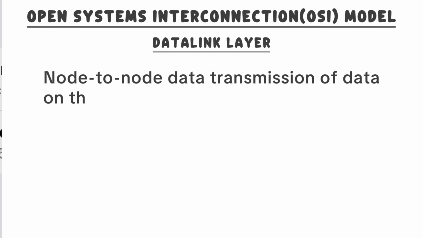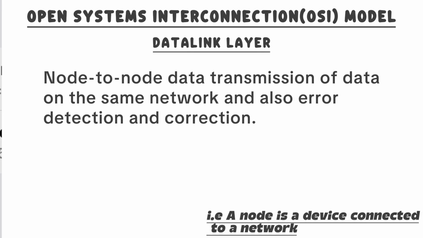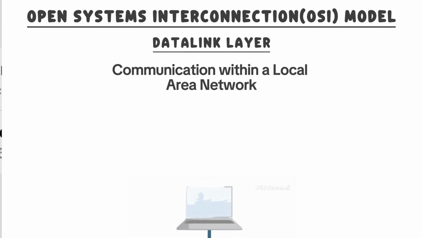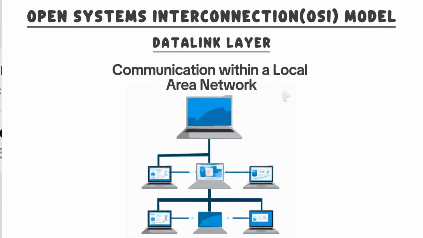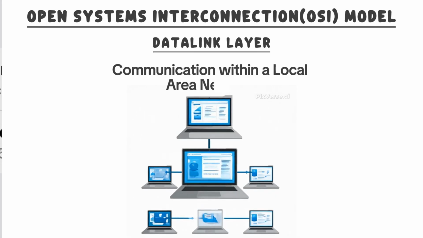Right above this layer is the data link layer. The data link layer is responsible for node-to-node data transfer and error correction or detection. What we mean here is the data link layer is responsible for carrying data from one device to another within the same local area network. It ensures that data packets are delivered to the correct device on the same local network. This is where MAC addresses are being used.